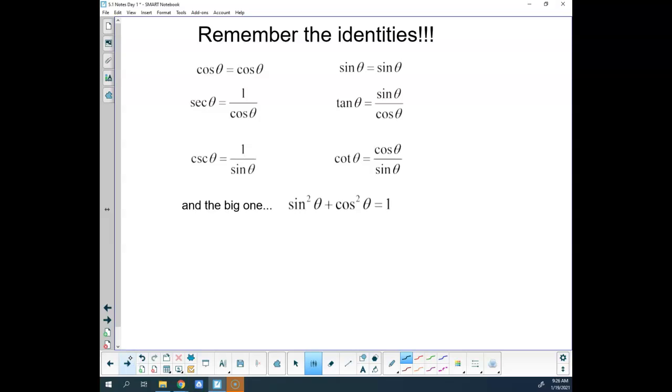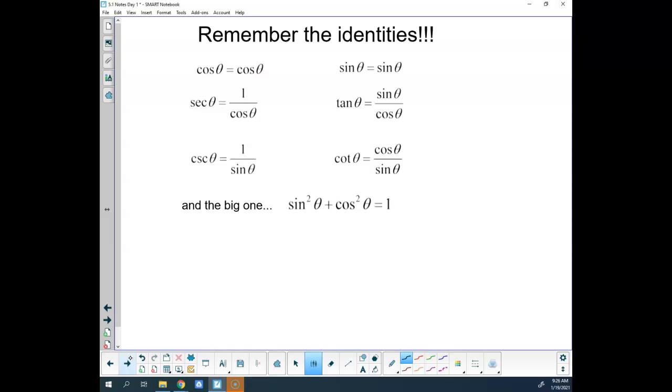Just a refresher of the 6 trig identities and the big 7th one. Cosine is cosine, sine is sine. We know those. But secant is the reciprocal of cosine, so secant is 1 over cosine. Tangent is sine over cosine. Cosecant is the reciprocal of sine, so that is 1 over sine. And cotangent is the reciprocal of tangent, which is cosine over sine.